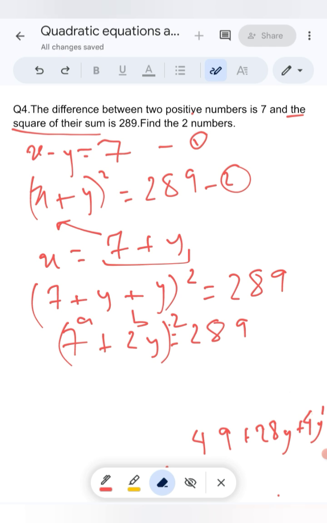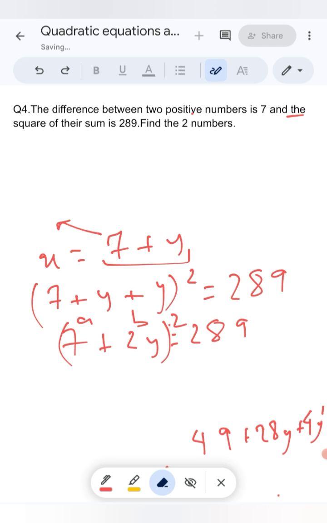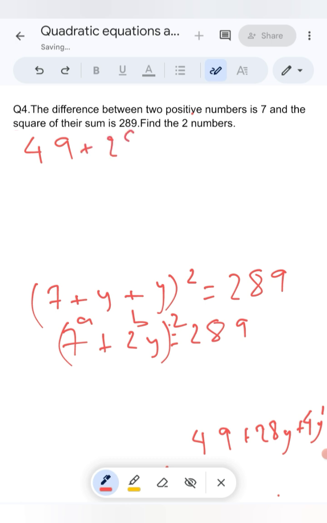I'm rubbing the first two also, for my understanding. Now it was written here 49 plus 28y plus 4y square is equals to 289.